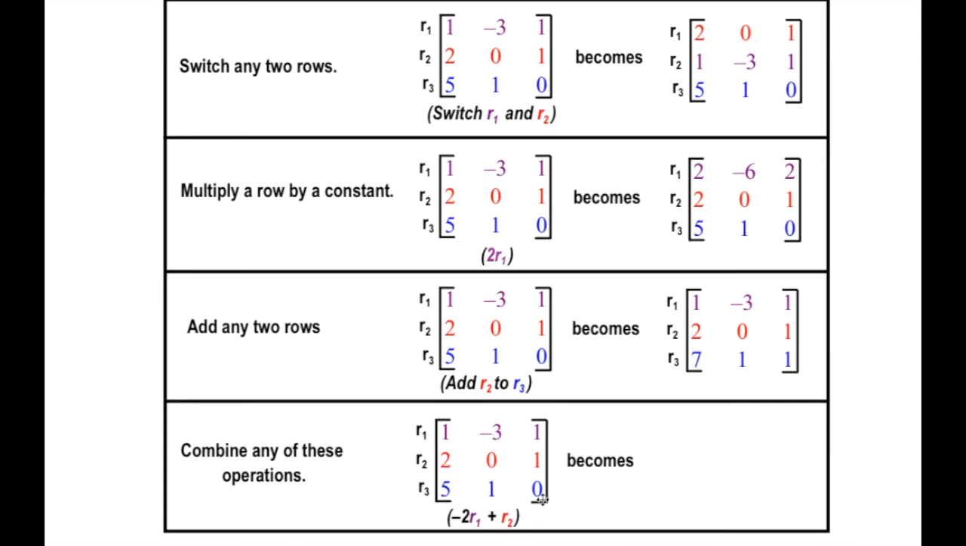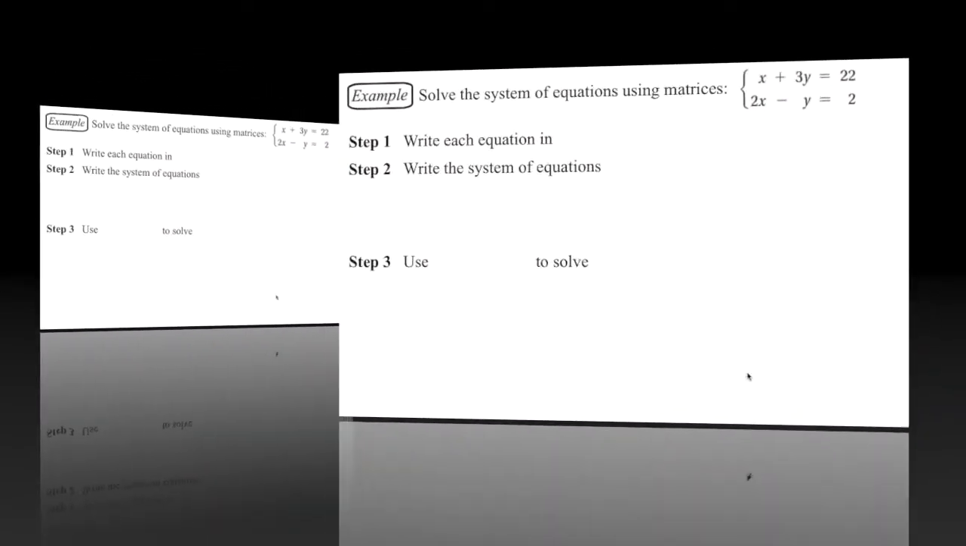And then lastly, we can combine any of those operations. So in this example, I'm multiplying row 1 by -2, and then I'm adding that to row 2. So row 2 is the one that's changing. Row 1 and 3 stay exactly the same. Multiply row 1 by -2, so this I would have -2 plus 2 gives me 0. The second element, -2 times -3, is +6, plus 0 is 6. -2 times 1 is -2, and -2 plus 1 is -1. So that's where those numbers come from.